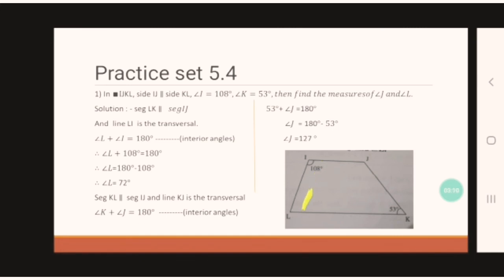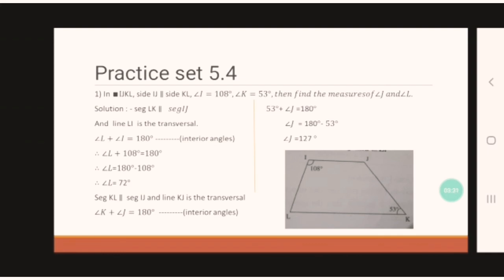Okay, now the sum of these two angles is 180 degree. So 108 plus L equal to 180 degree. Now what will be the measure of angle L? Measure of angle L will be 180 minus 108, that is equal to 72 degree.